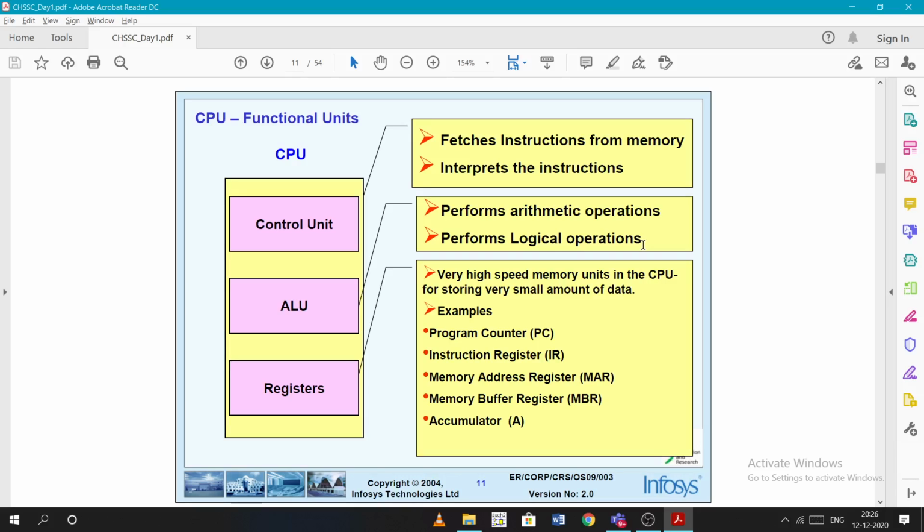Now registers. Registers are very high speed memory units in the CPU for storing a very small amount of data. Examples of registers are the program counter (PC), instruction register (IR), memory address register (MAR), memory buffer register (MBR), and accumulator (A). The accumulator stores the recent results. MAR stores the address, and MBR stores the data that is present at that particular location. The instruction register stores the instruction, and the program counter points to the current location of the instruction.